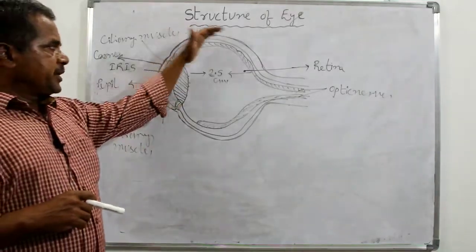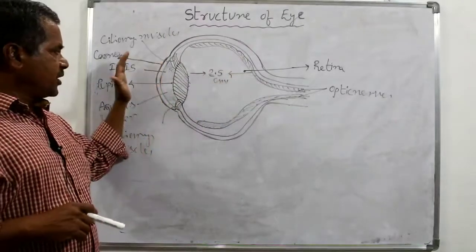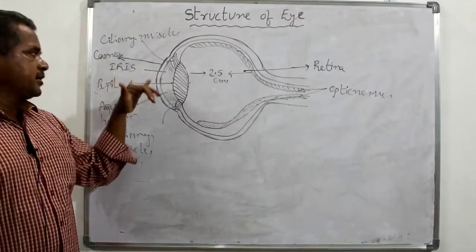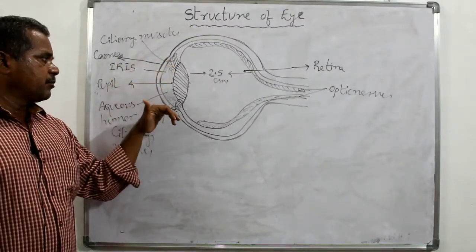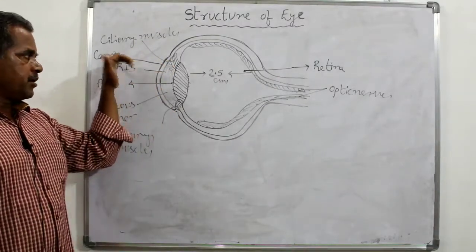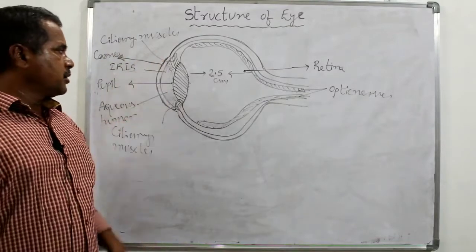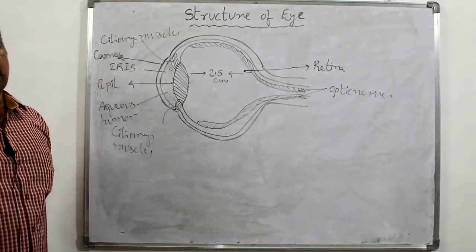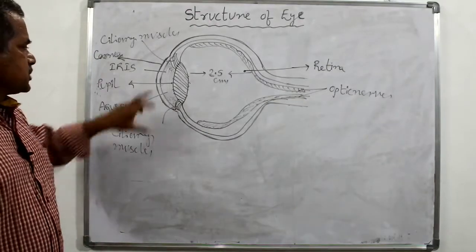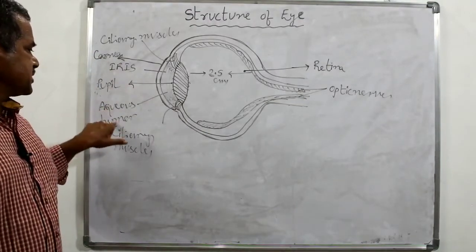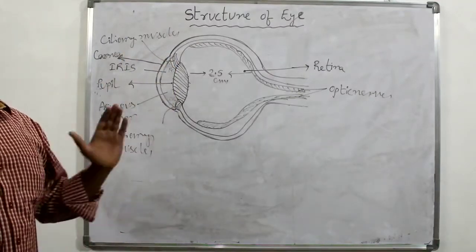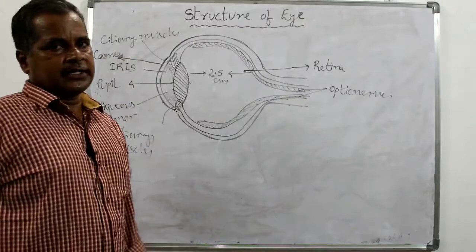The eyeball is spherical in shape. The front portion of the eyeball is curved. It is covered with a transparent membrane called the cornea. Behind the cornea, there is a space filled by a liquid. That liquid is called aqueous humor. Behind this aqueous humor, one lens exists. That is called the eye lens.